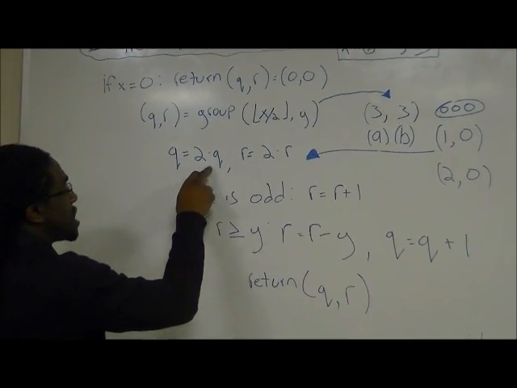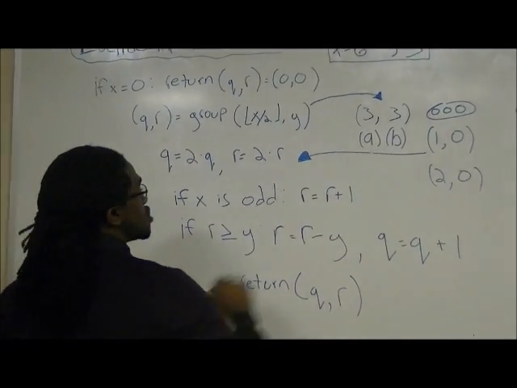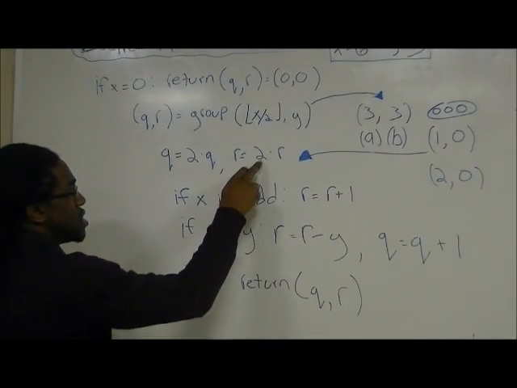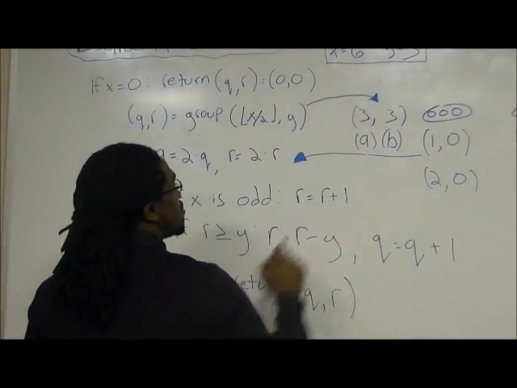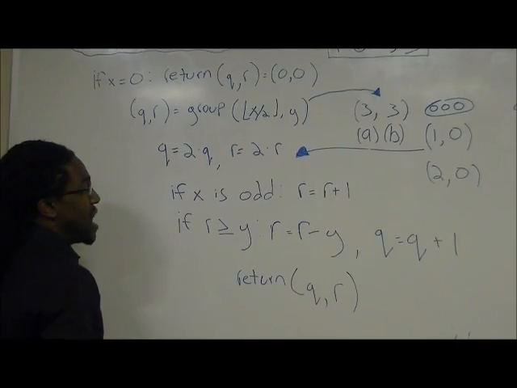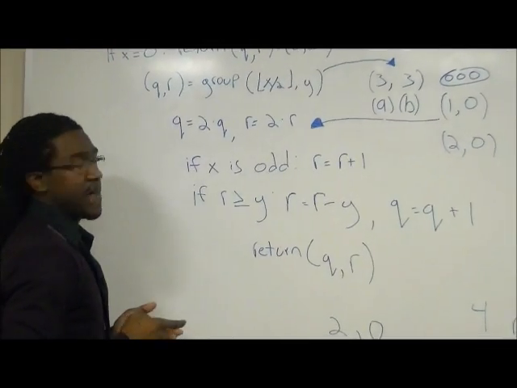Q is equal to 2 times Q. So that's 2 times 1 equals 2. R equals 2 times R. So that's 2 times the remainder of 0 equals 0. If x is odd, then I will do R equals R plus 1. However, x is not odd.